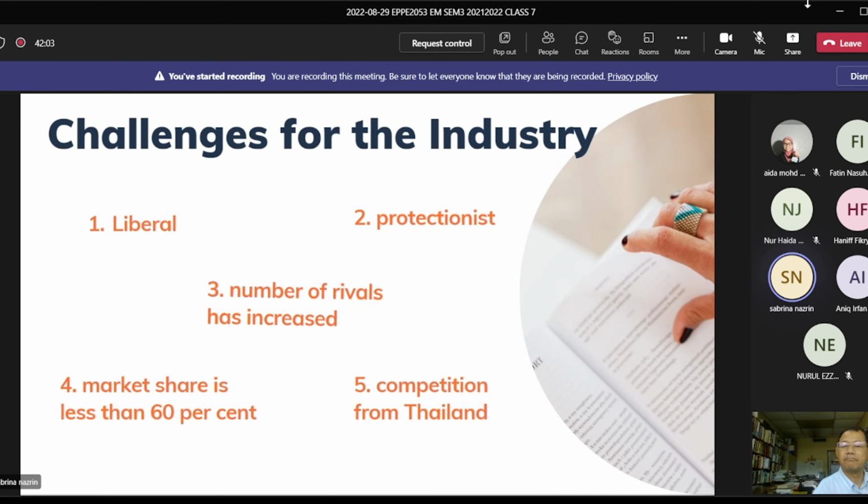For the challenges of the industry, the first one is liberal, which is a small burden on the government and a small response to market expansion. The second one is protectionist, which is large production lots, relatively easy for the support industry to grow. And the third is leadership of the host country.